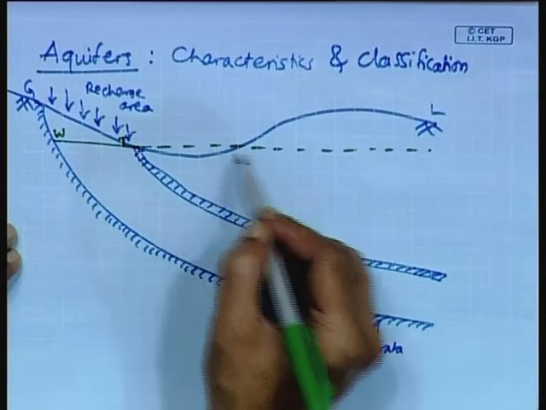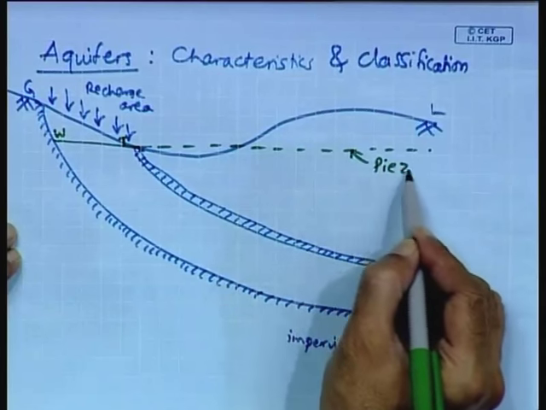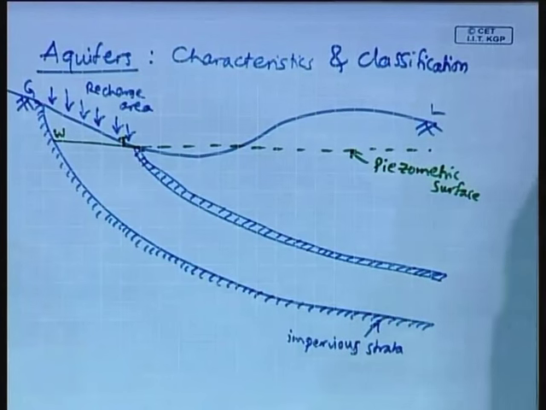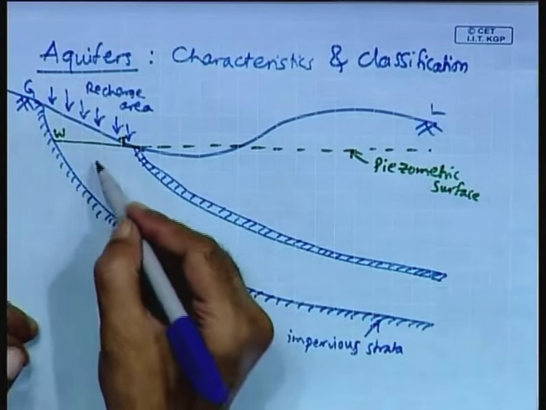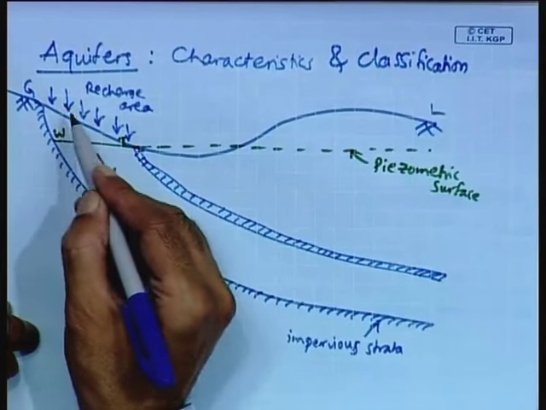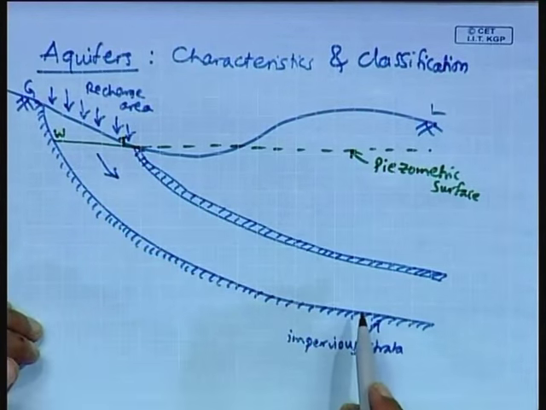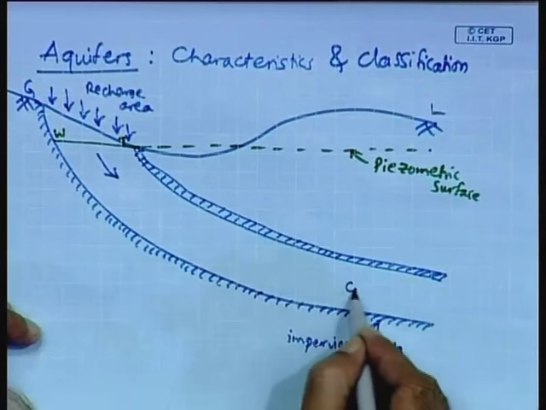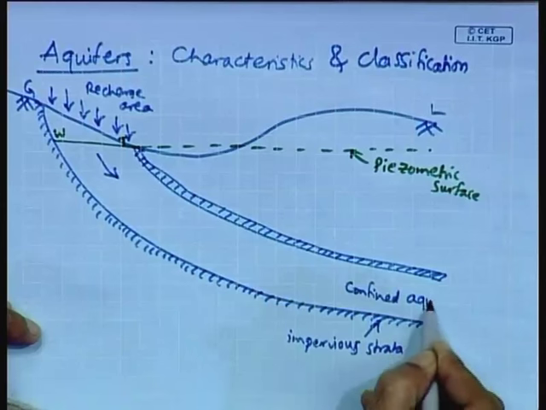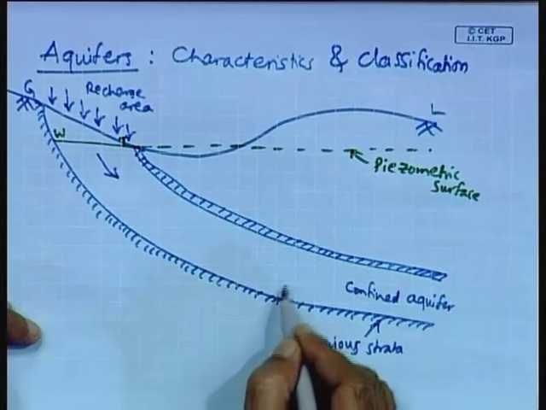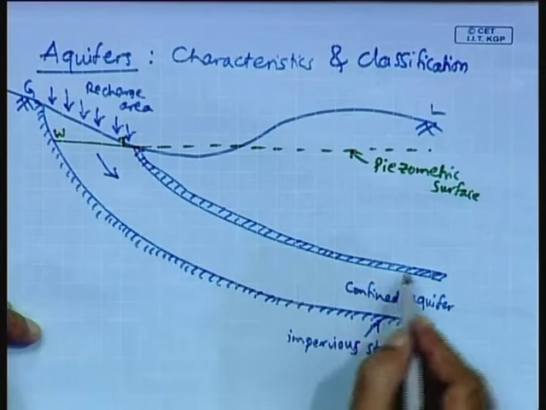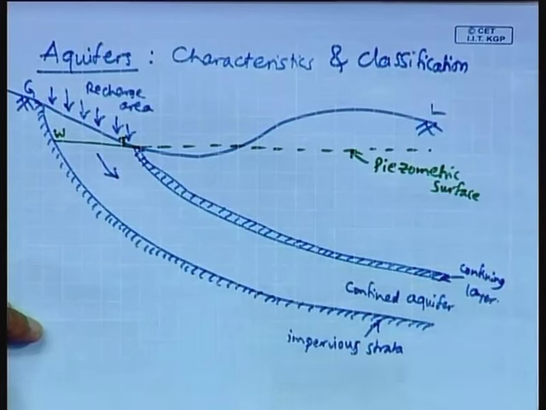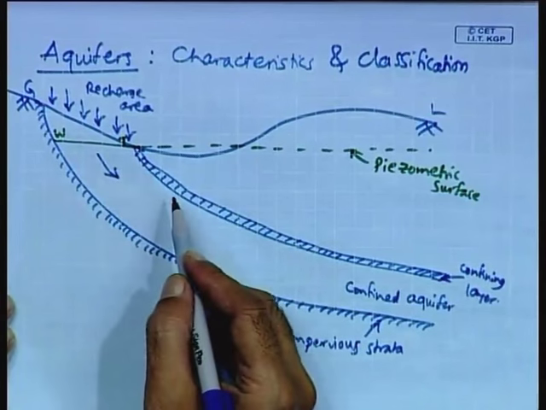And this is the piezometric surface, which represents basically the energy. And here after this recharge through different forms of precipitation, the water moves in the soil moisture. This is known as the confined aquifer, which is essentially confined at the top as well as bottom by confining layers. So, this is the confining layer.